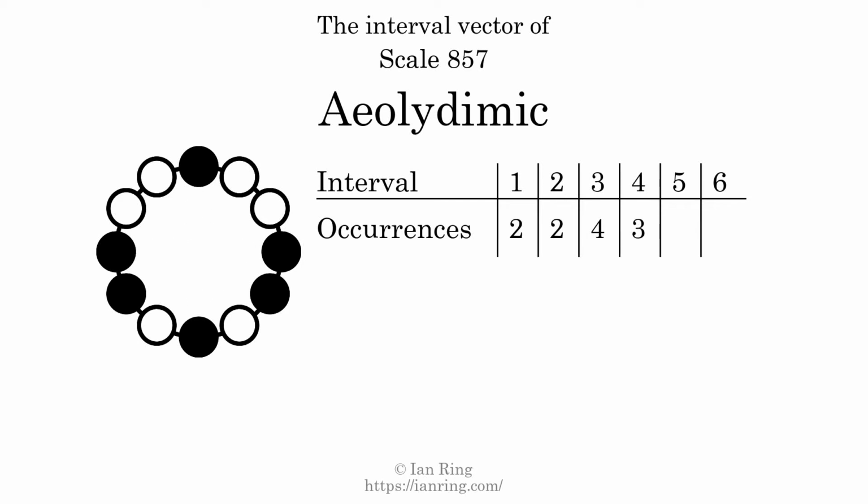There are 3 intervals with a size of 4 semitones. They are here, here, and here. There are 2 intervals with a size of 5 semitones. They are here and here. There are 2 intervals with a size of 6 semitones. They are here and here. Each interval does not appear in this scale a unique number of times, so this is not a deep scale.